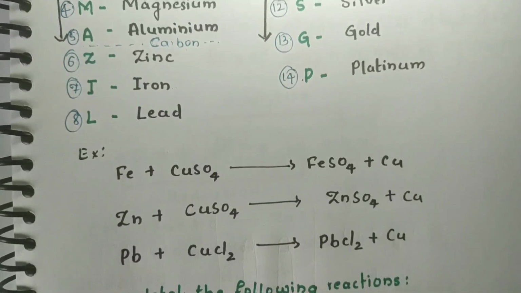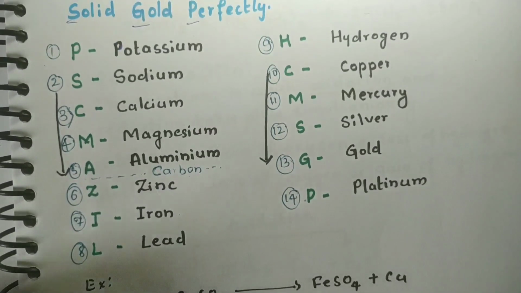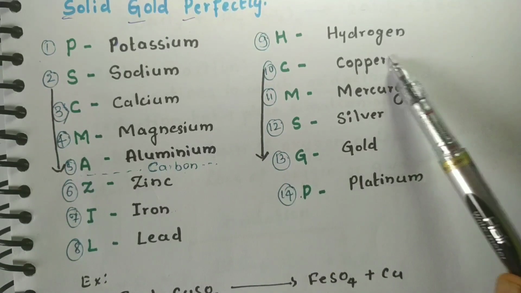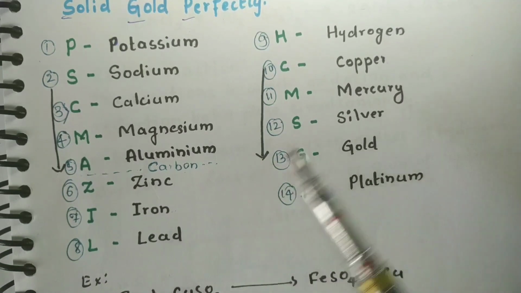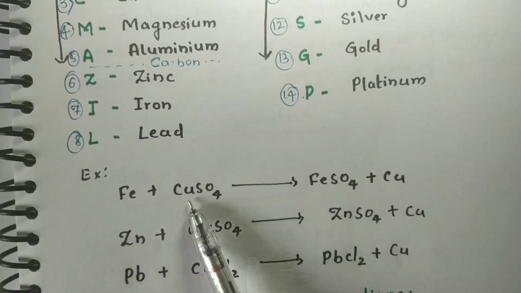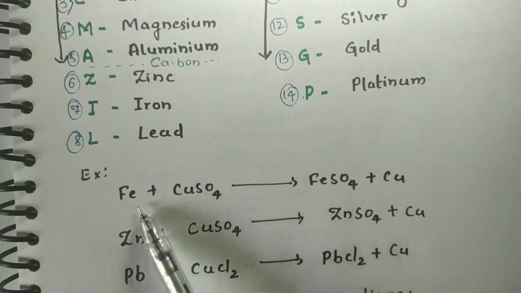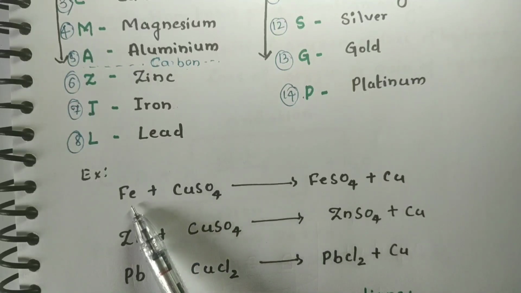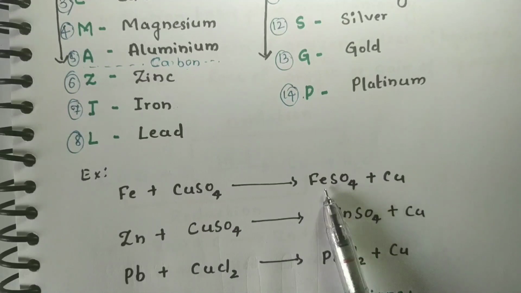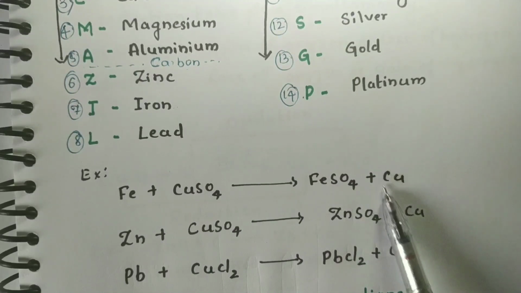We can see that. See here, iron is placed in the 7th position and copper in the 10th place. That's why iron is more reactive than copper. That's why iron can displace copper from its position. Since it is more reactive, iron displaces copper and forms iron sulfate, or ferrous sulfate, and copper is removed from its previous place.